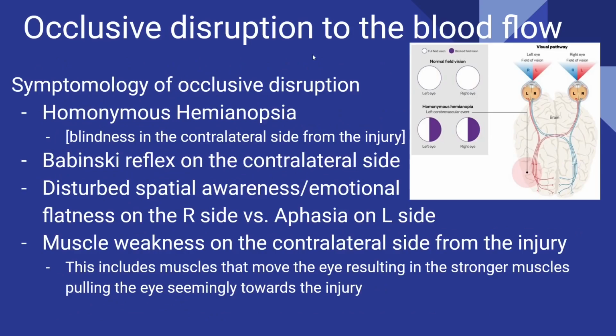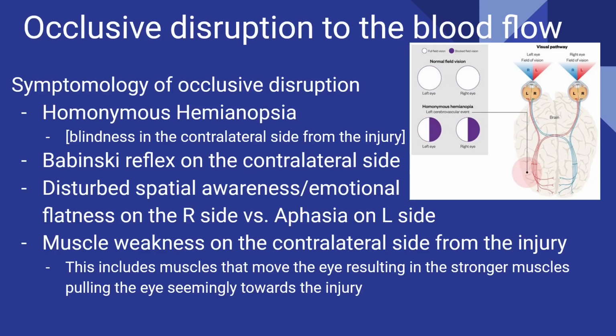One big thing you see with occlusive strokes is this term known as homonymous hemianopia, and that's blindness on the contralateral side from the injury, so contralateral, opposite side. So if you have injury to the left side of your brain from an occlusive stroke, and your vision centers are no longer being perfused, then as you can see on this image to the right, those nerves are going to no longer supply the left side of the eye. And because the eye is like a mirror, you'll lose vision on the right side of the eye.